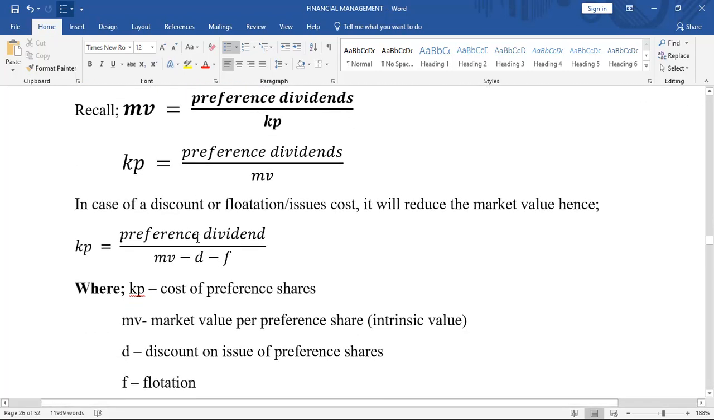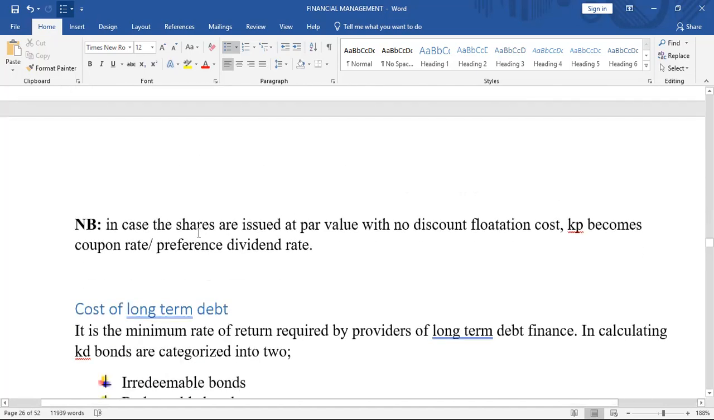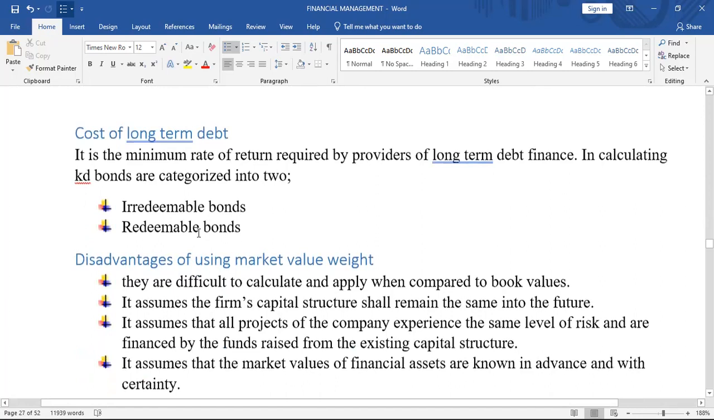When we are calculating it, we just need to take the preference dividends to divide by the market value. And in case of discount, because the preference share capital is issued to interested investors, the market value can be affected by the discount and flotation costs. Now, in case shares are issued at par with no discounts or flotation costs, KP becomes the coupon or preferred dividend rate. We shall look at that as we do some illustrations.